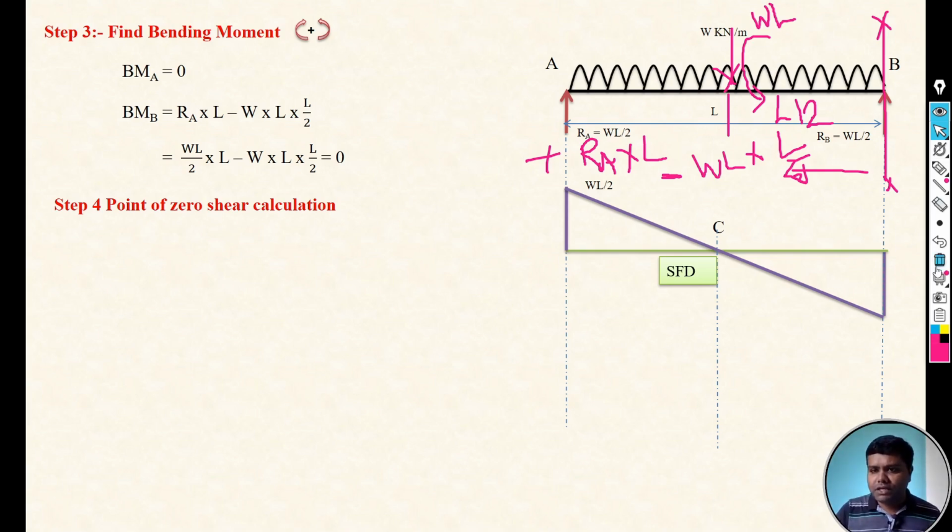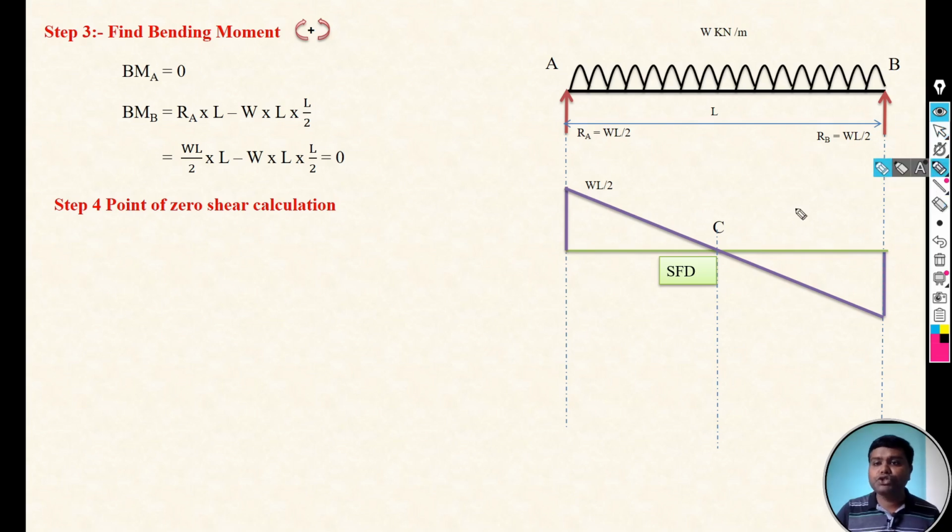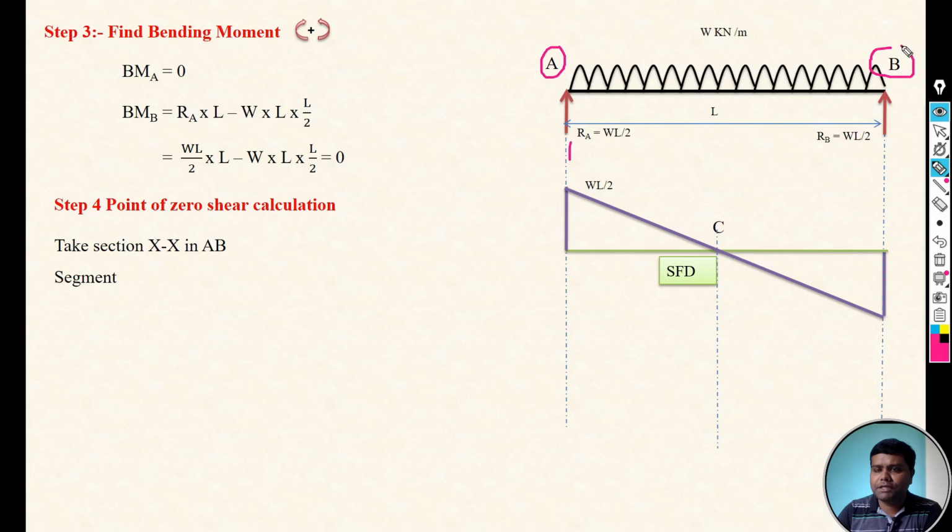So now let's start with the calculation of the position of the zero shear point. How can we consider it? Just take a section between A and B. Why are we taking the section between A and B? Because our shear force is 0 between A and B. That's why we are taking one section XX between that span, the A and B span.